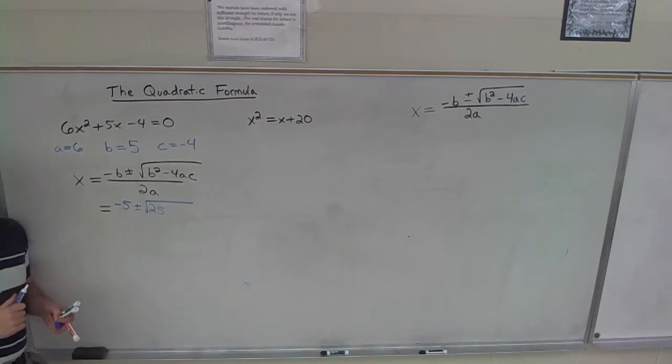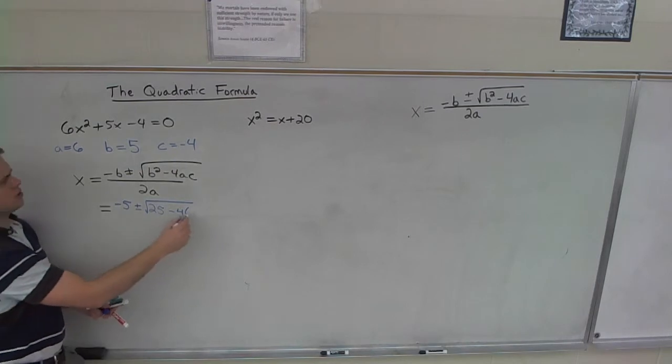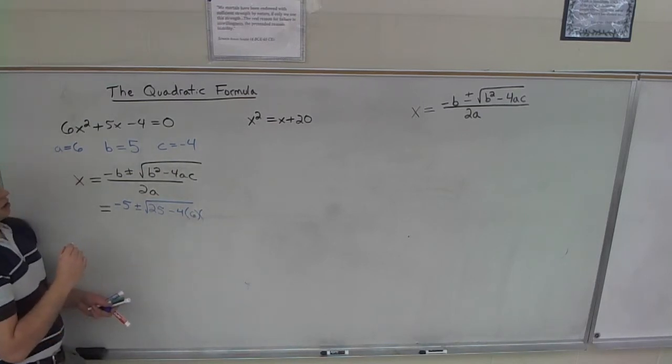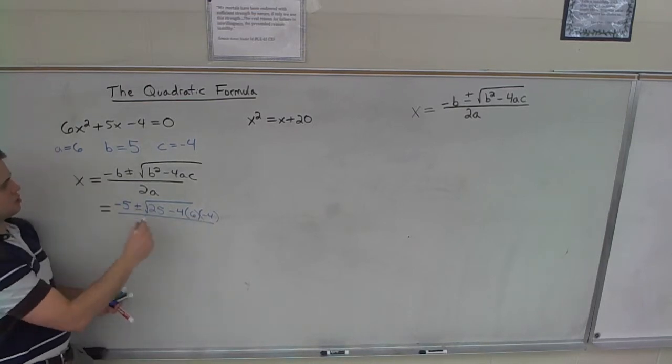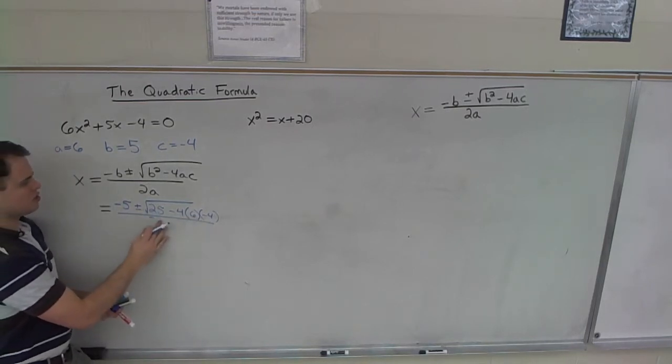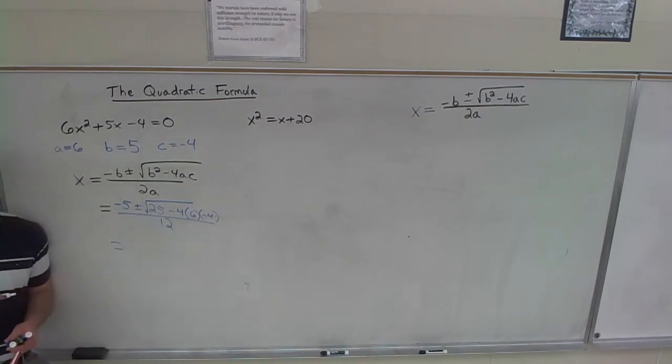Minus 4 times what's A? 6. C? Negative 4. And then it's all over 2 times 6. You know, I'm not going to write 2 times 6. I'm just going to put 12. So now, there's the answers right there. The only thing is they're not simplified yet, so I need to work on them.